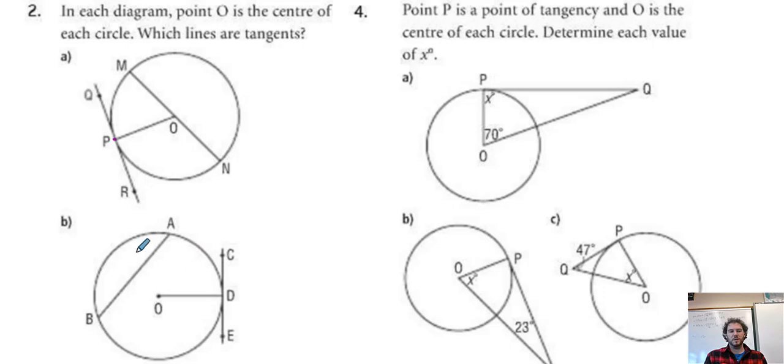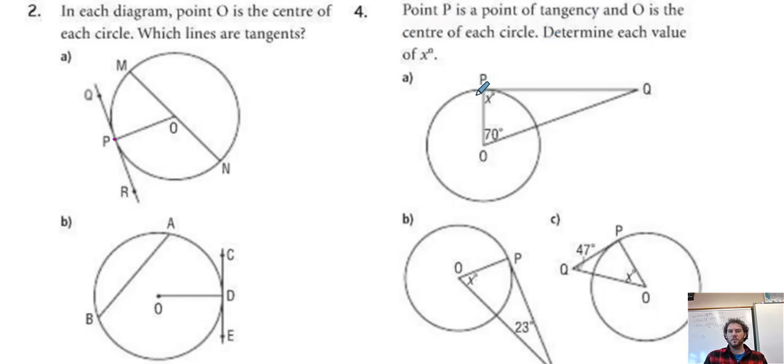And then if I looked at question B here, again, line OD, that's a radius. Line AB, that's a different kind of line. We haven't talked about that one yet, but that one's called a chord. And line CE, that is your tangent. Okay, now let's take a look at this question over here.